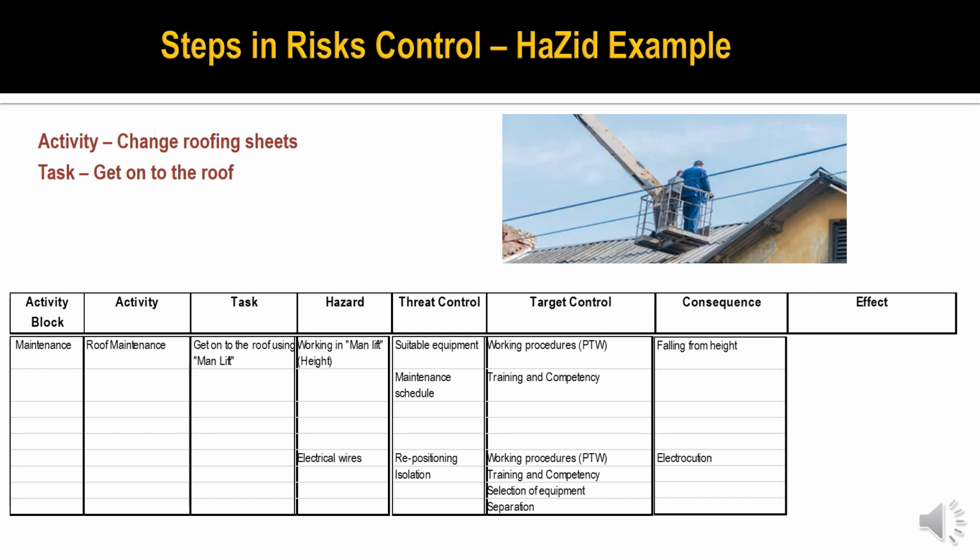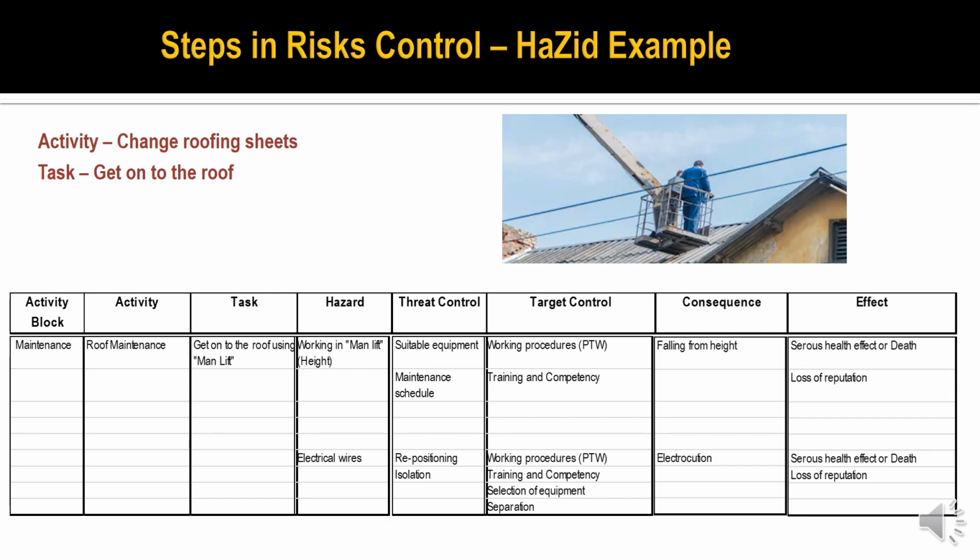Consequence: if something goes wrong, your hazard is there, you try to control the threat, you try to control the target, both are failing, then there may be a consequence. Falling from height, that is a consequence. Or electrocution, that is a consequence. Falling from height, what can happen? What is the worst case scenario? Serious health effect or death. Then from the company's point of view, loss of reputation. Then from electrocution, again you can have serious health effect or death and loss of reputation for the business organization. So this is what effect means.